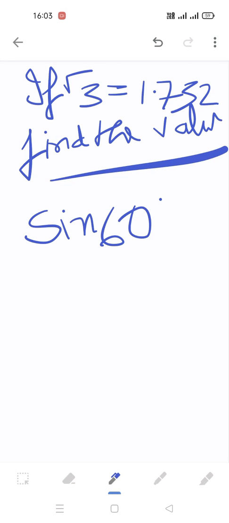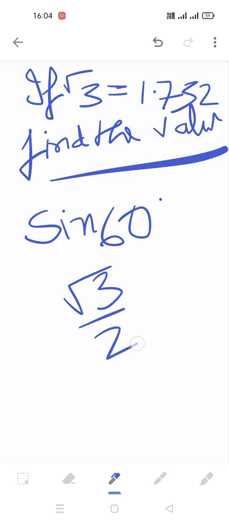Okay. Next question is, if under root 3 is equal to 1.732, find the value of each of the following. हमें अंडर रूट थ्री दिया है. द वैल्यू ऑफ अंडर रूट 3 इज 1.732. हमें वैल्यू निकालनी है. वैल्यू शुड बी करेक्ट टू द 2 डेसिमल प्लेसेस. हमें 2 डेसिमल प्लेसेस तक वैल्यू निकालनी है. ओके, तो फर्स्ट है हमारा साइन 60. हमें साइन 60 की निकालनी है.